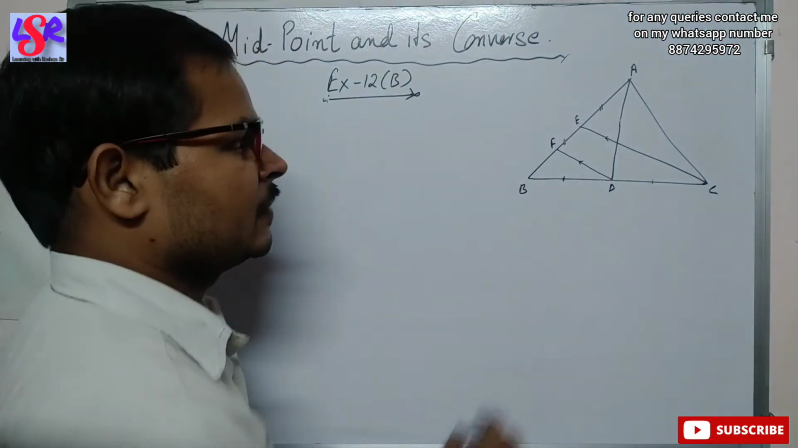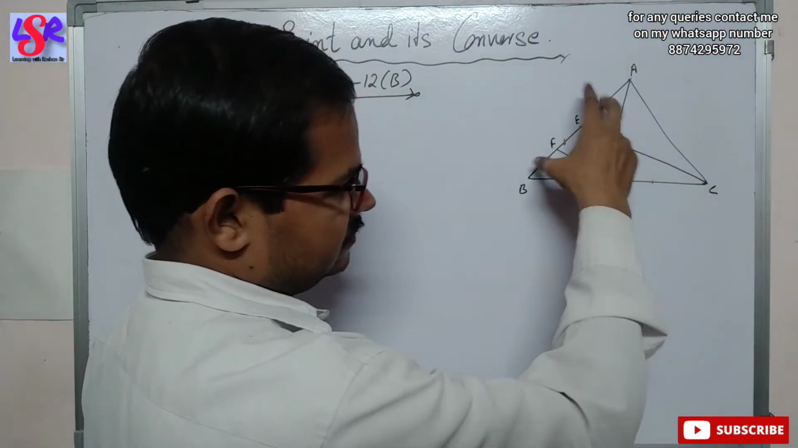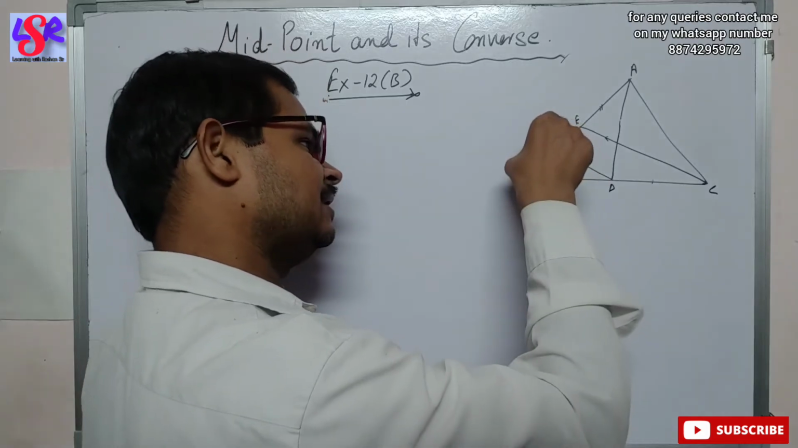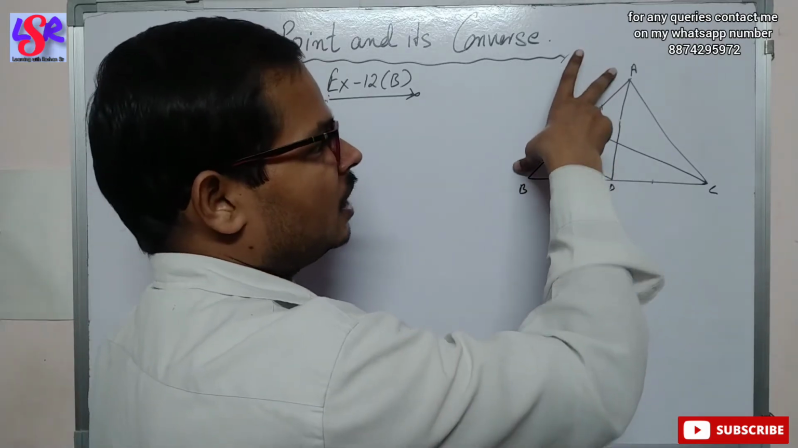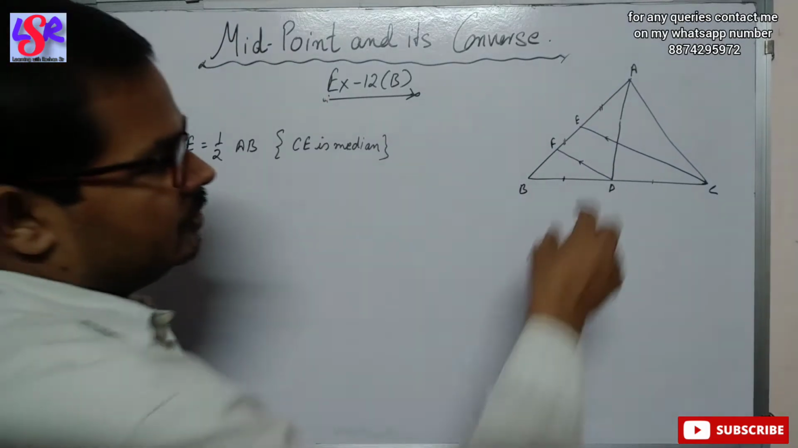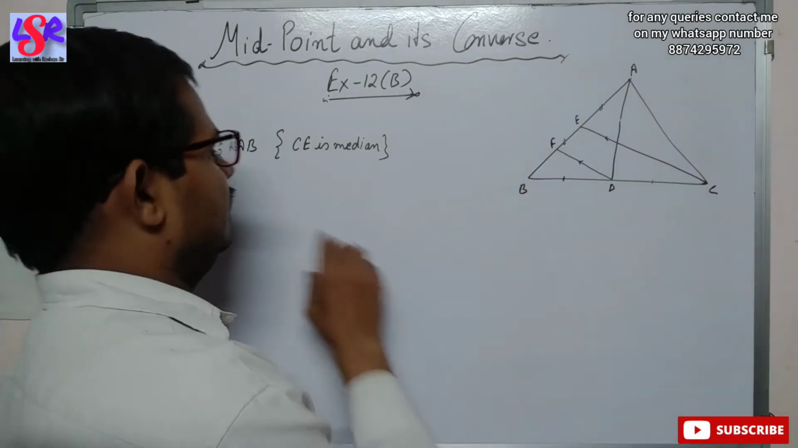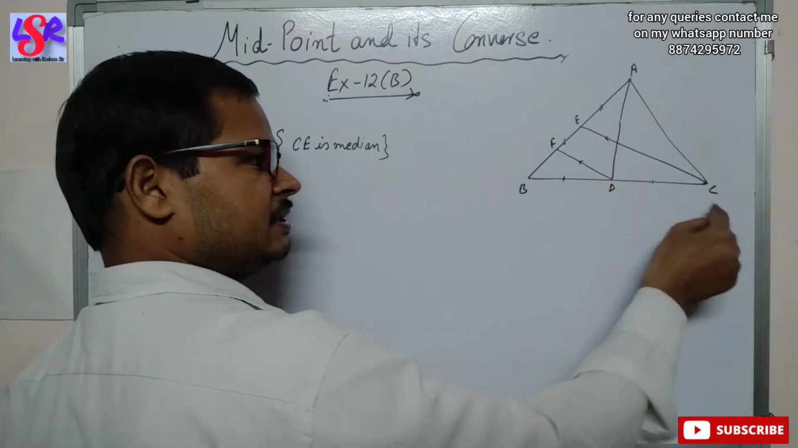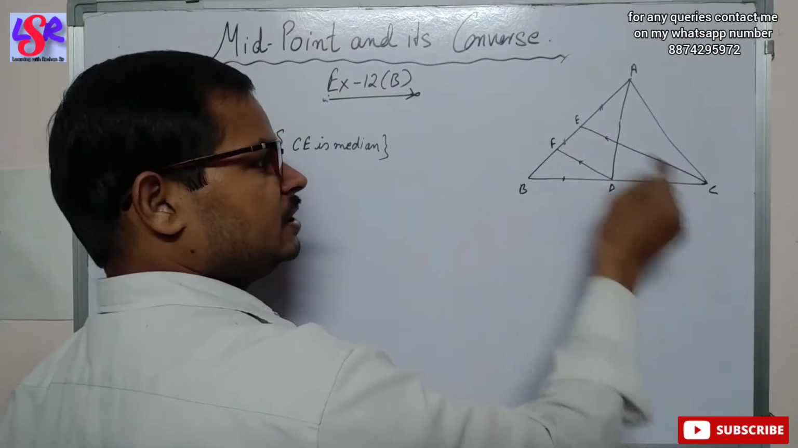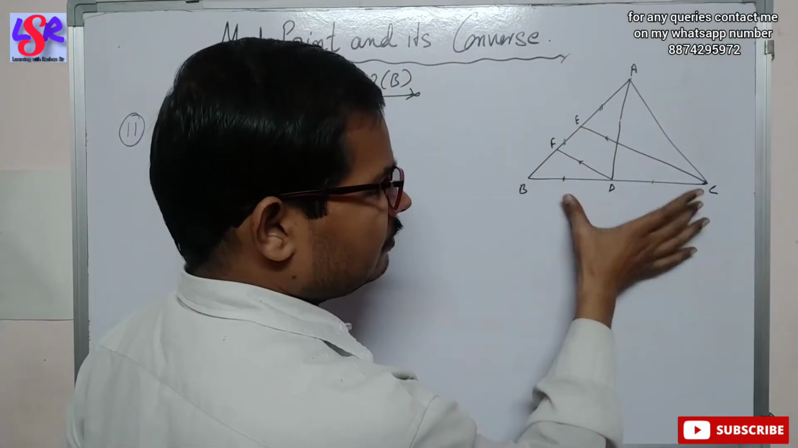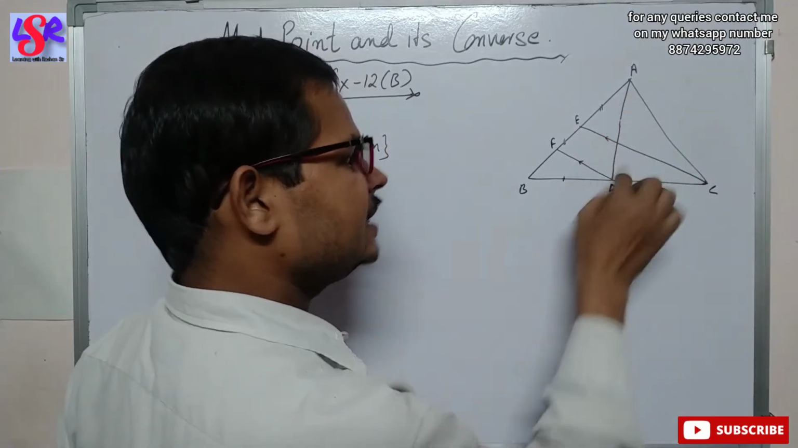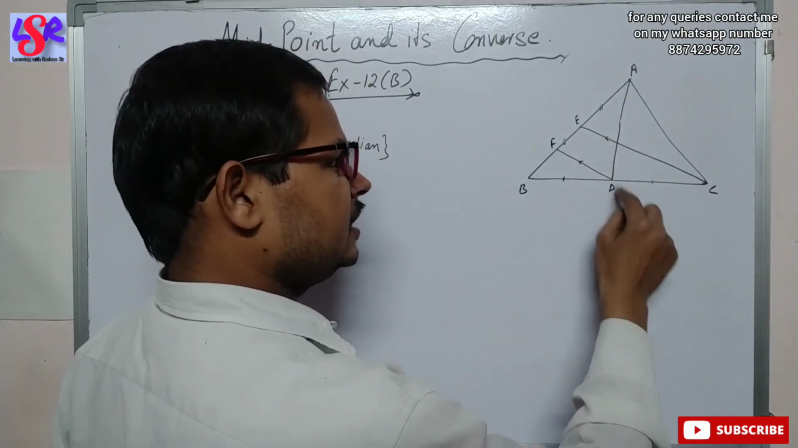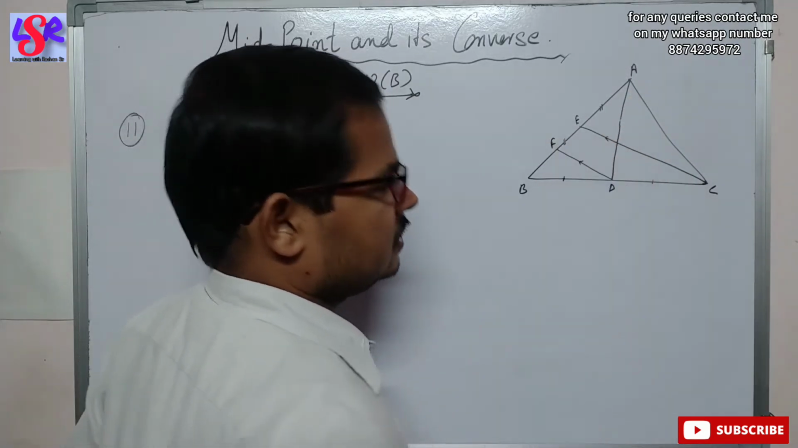So सबसे पहले हम इस CE, that is median, इसकी हेल्प से ये शो कर लेते हैं that BE is half of AB. Now we have shown that BE is half of AB as CE is median. Now in triangle BCE, तो BCE triangle में हमारे पास D will become a midpoint of BC as AD is median. Then DF is parallel to CE, ये हमें दिया हुआ है.